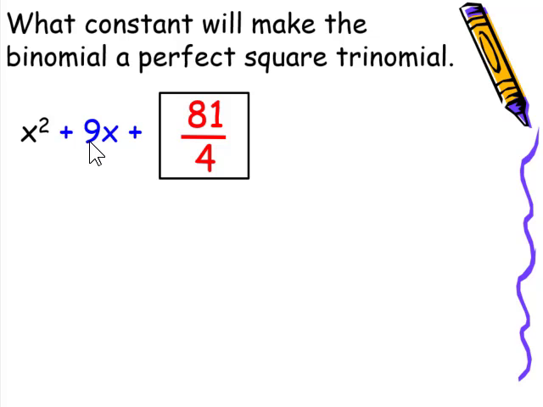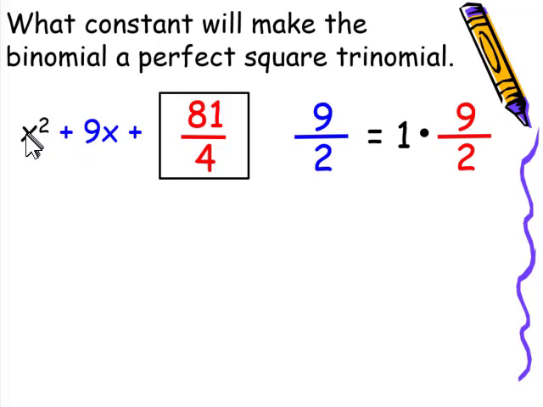And we can check it by taking half of the middle term, 9 over 2, which is the same as the square root of the leading coefficient, which is 1, and the square root of 81 is 9, the square root of 4 is 2. 1 times 9 over 2 is 9 over 2. So our answer is 81 over 4.